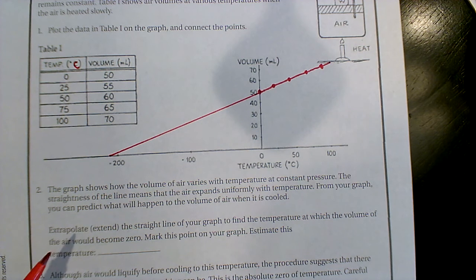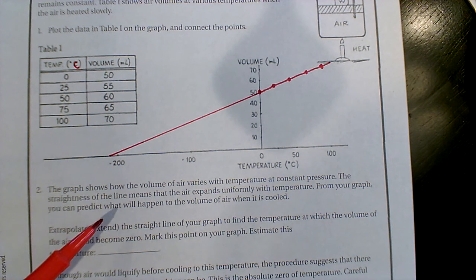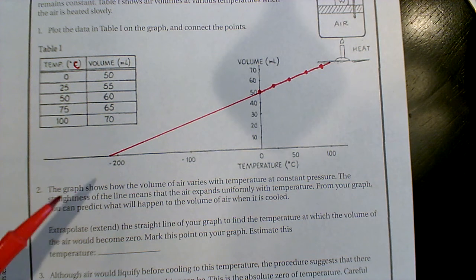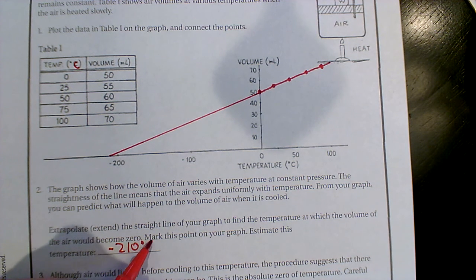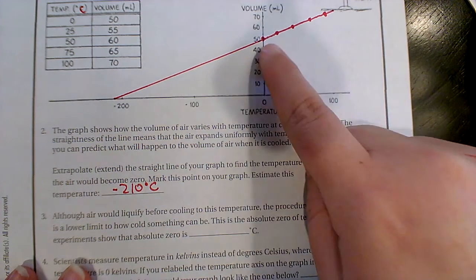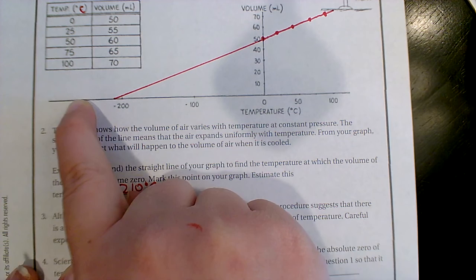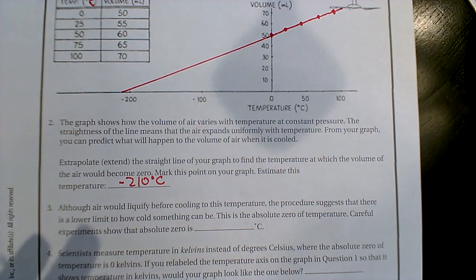So it says extrapolate, extend. So I would say that looks maybe like negative 210 or something. I'll tell you, that's not very good. I think my graph probably should have gone maybe more like over here, but that's okay.